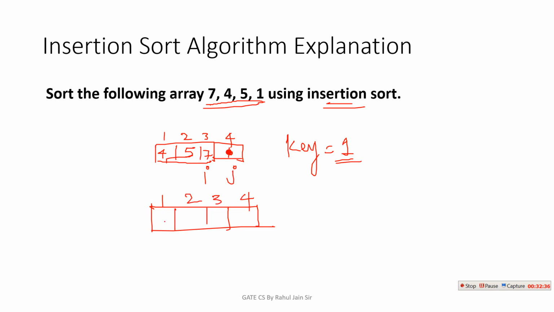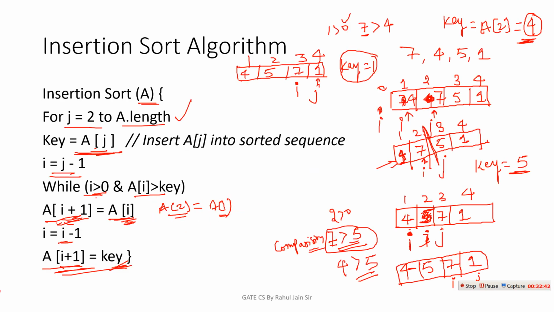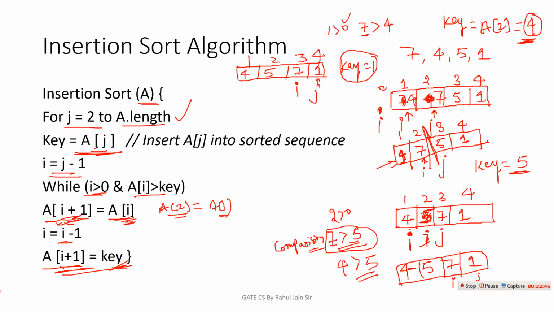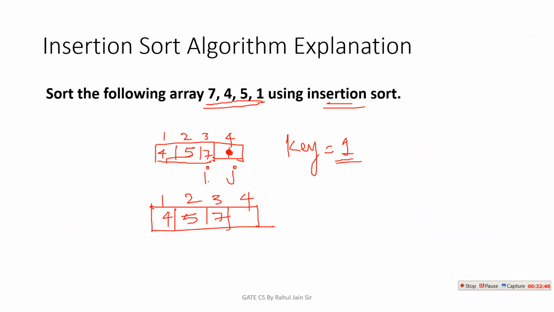I am holding my key here, and here 4 is there, 5 is there and 7 is there. After that, I equals j minus 1, so I is here, and while I is greater than 0, yes, I is greater than 0 because the value of I is 3. So A of I is greater than key. 7 is greater than key. Key is 1, yes, it is greater.